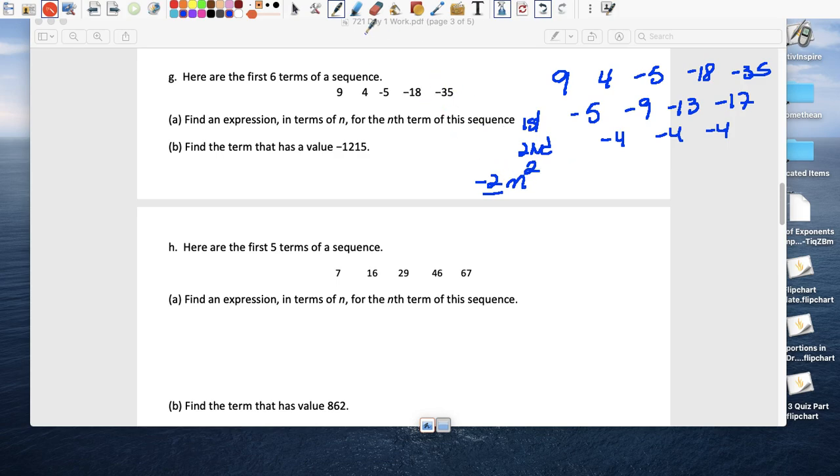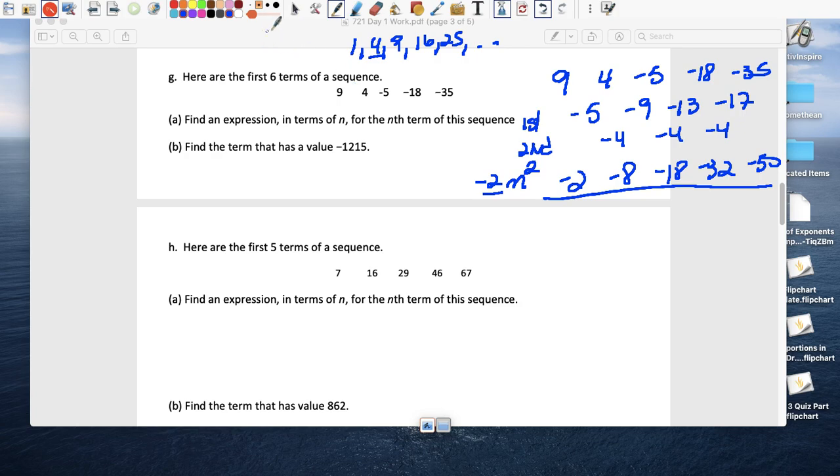So remember what an n squared sequence goes. It's 1, 4, 9, 16, 25, etc. So we're going to multiply those numbers by negative 2. Negative 2 times 1 is negative 2. Negative 2 times 4 is negative 8. Negative 18, negative 32, and negative 50.